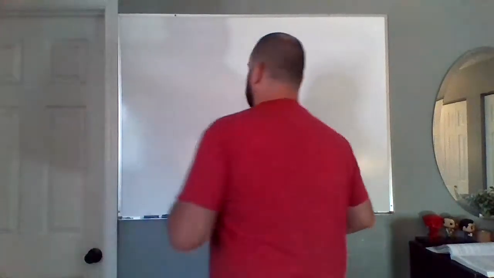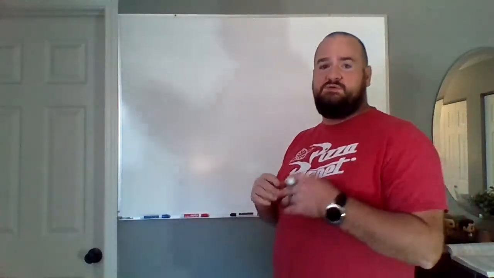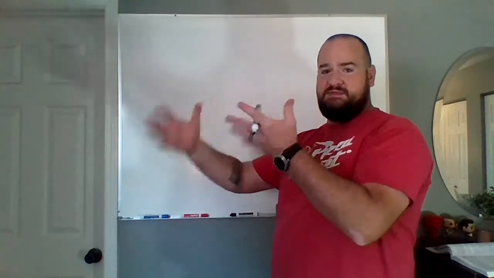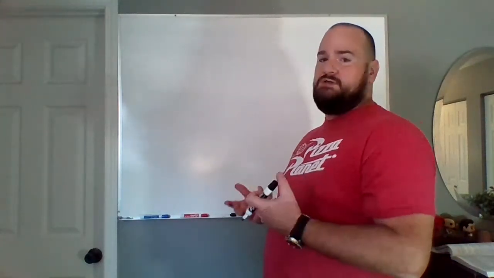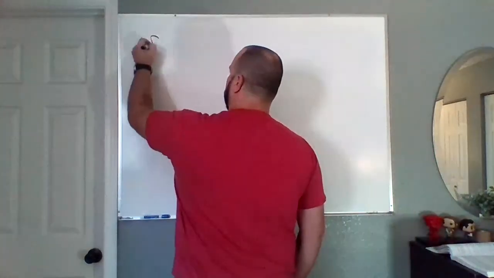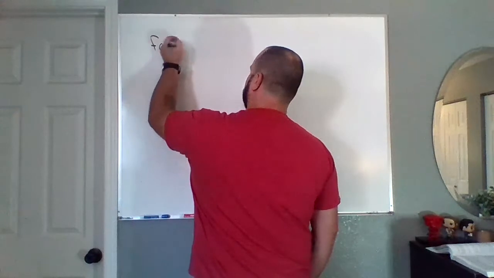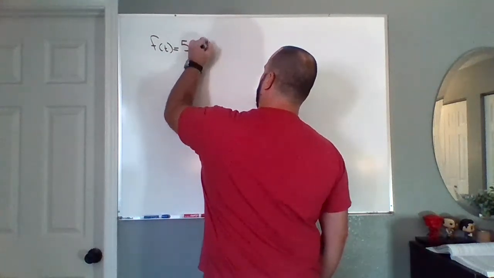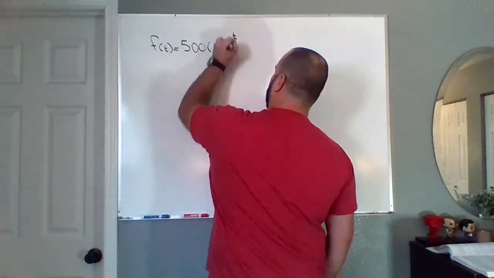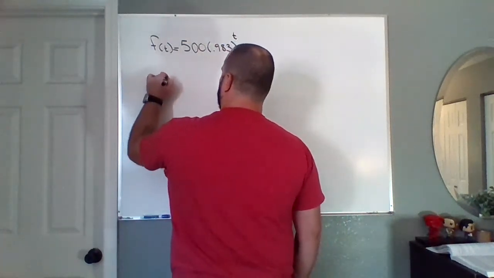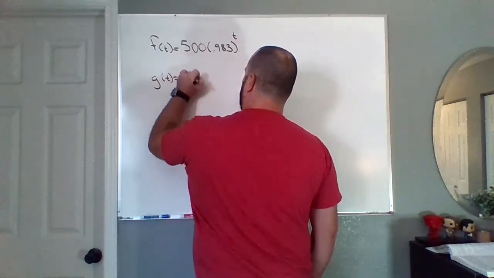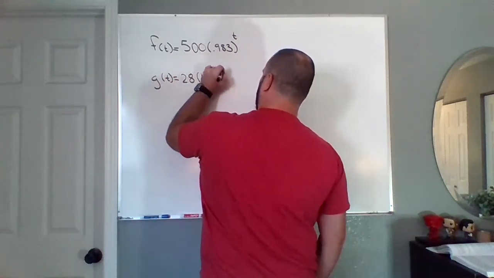So typically when we're talking about percentage change, we're talking about a function that uses an input of time. So as time passes, this thing changes by this percent. And so we want to use t to represent time. So instead of f of x, we're going to use f of t. And so let's say this equals 500 times 0.983 to the t. Let's say we've got a g of t, which is equal to 28 times 1.045 to the t.